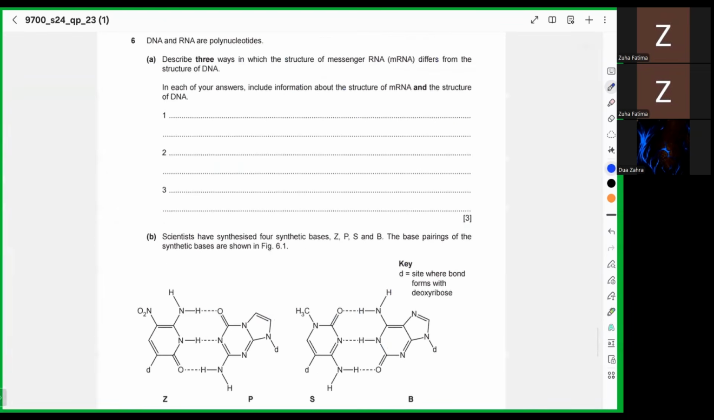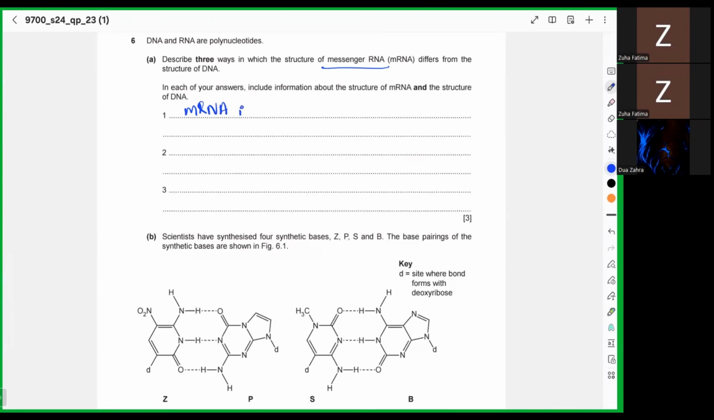Next question. DNA and RNA are polynucleotides. Describe 3 ways in which the structure of mRNA differs from the structure of DNA. In each of your answer, include information about the structure of mRNA and the structure of DNA. तो हमने कंपैरिजन में दोनों की बात करनी है कि mRNA की कौन सी चीज डिफरेंट है, DNA की कौन सी चीज. जैसे हमारे पास we'd say that mRNA is a single-stranded molecule, whereas DNA is a double-stranded molecule.